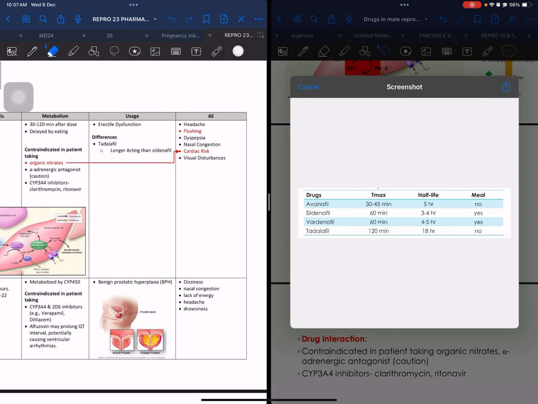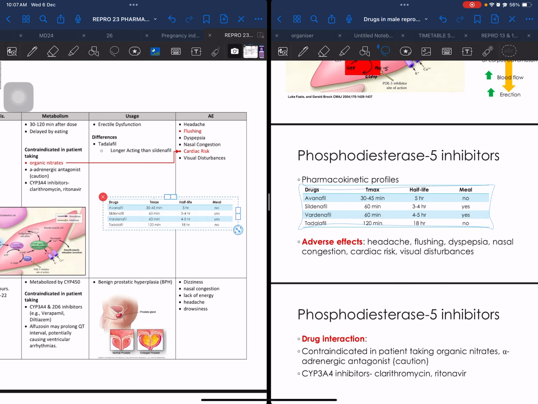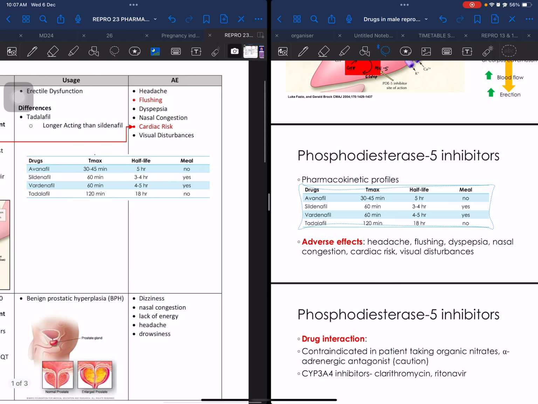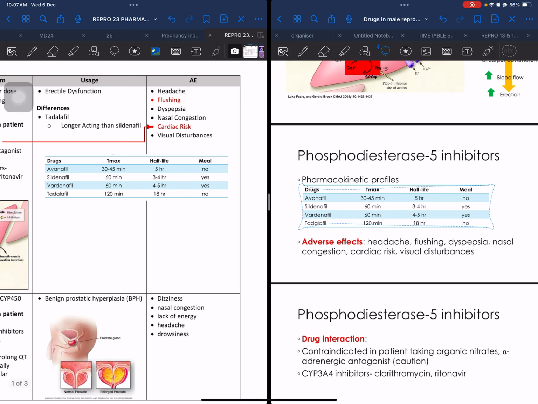Okay? The adverse effects are headache, flushing, dyspepsia, nasal congestion, cardiac risk, because this drug initially was for the cardiovascular system, so your side effects will also include cardiac risk and visual disturbance.